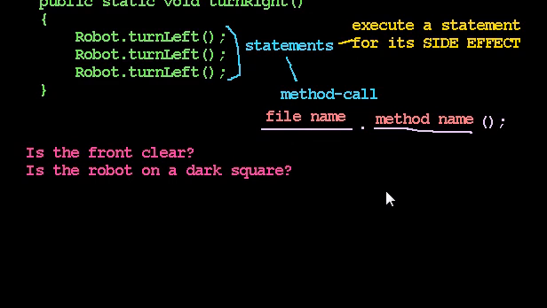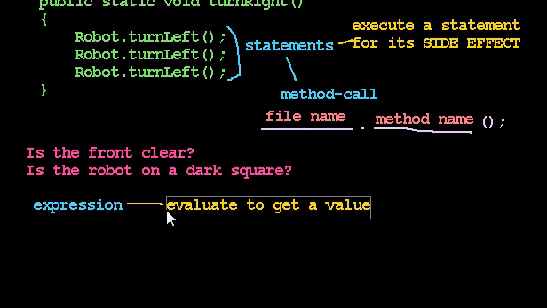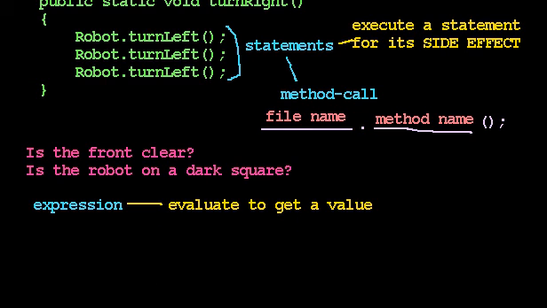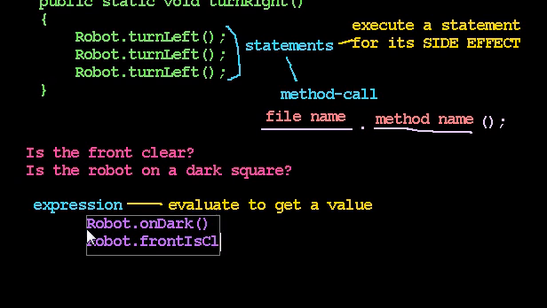Programs consist primarily of two main pieces. One is the statement, and we've just seen one kind of statement so far, but all statements are executed for their side effects. The other piece that we're going to see a lot of are expressions. So an expression is something that we evaluate to get a value. Java will evaluate an expression to get a value. And we've now seen a couple examples of expressions. Robot.onDark and robot front is clear are apparently expressions. We evaluate them and we get a value.